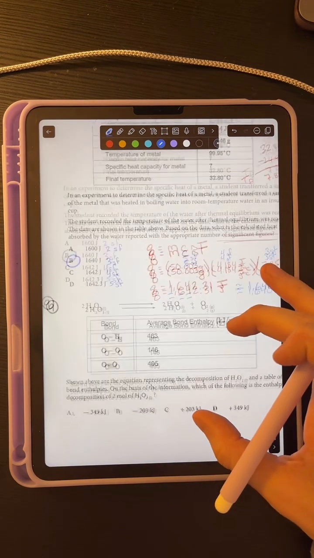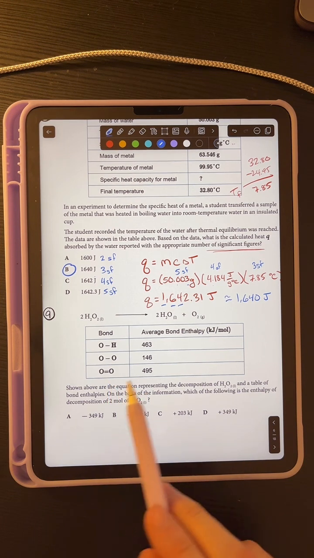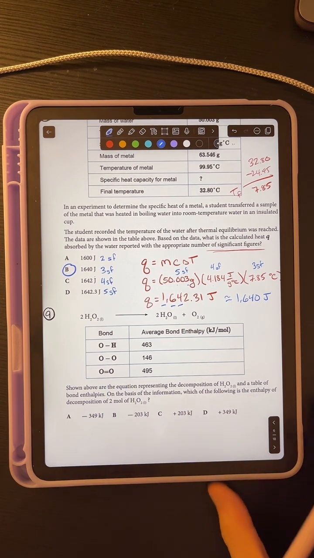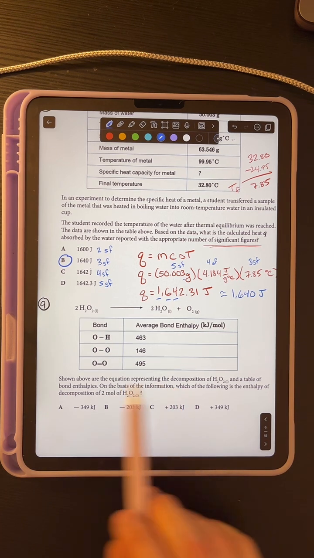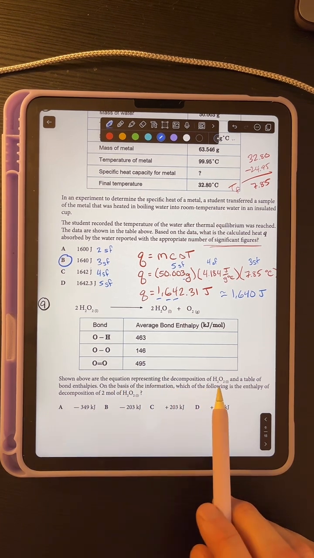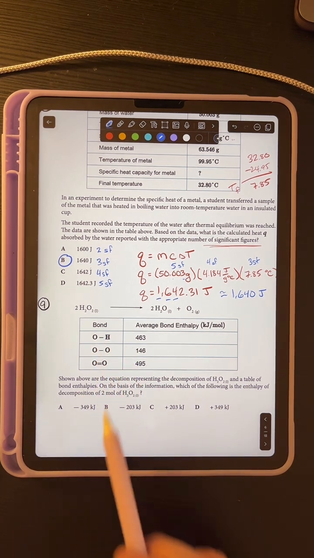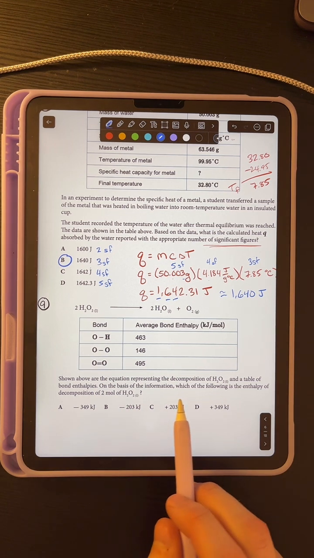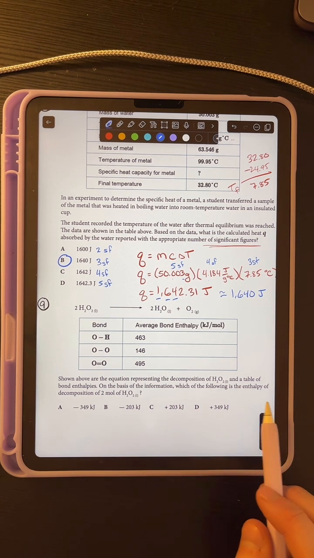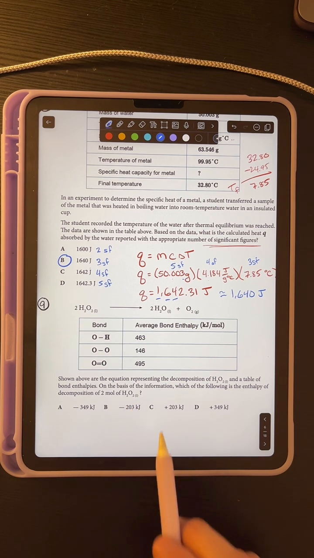Okay. Number 9. This is where it's going to get a little interesting with that delta H equation. So we have shown above the equation representing the decomposition of H2O2 and a table of bond enthalpies. So we're talking about bond energies. On the basis of the information, which of the following is the enthalpy of decomposition of 2 moles of H2O2?